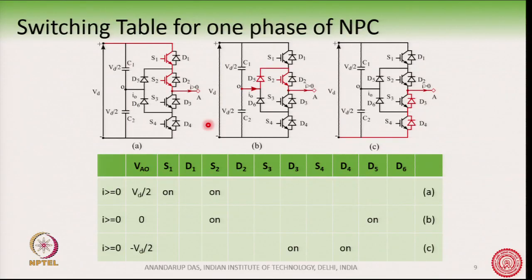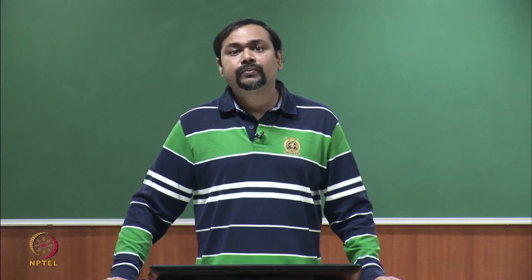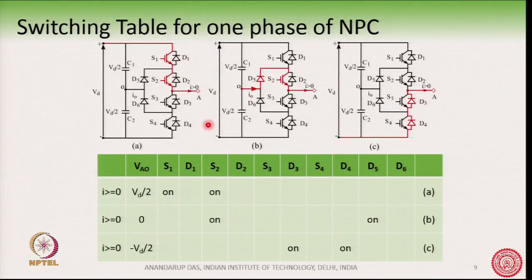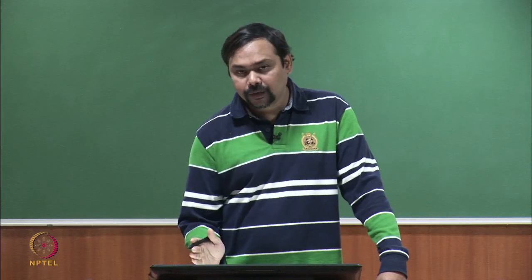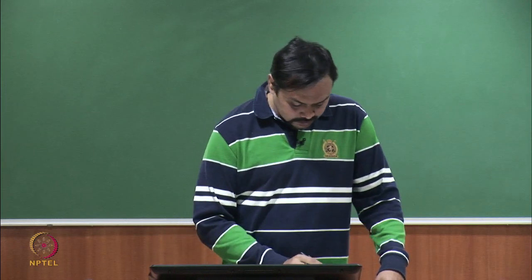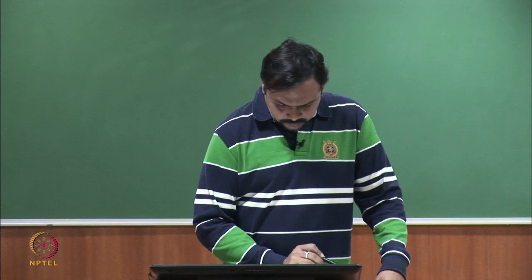But usually it is limited to 3 levels. We see that 3 levels are possible from the NPC, although people have proposed 5 levels, 7 levels, but it is not so popular. We will see why it is not so popular. So this is what the converter operation is, shown for the A phase, and we can also do the same thing with the B phase and the C phase. So this is straightforward.